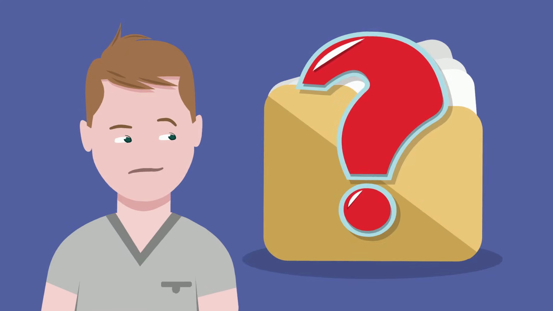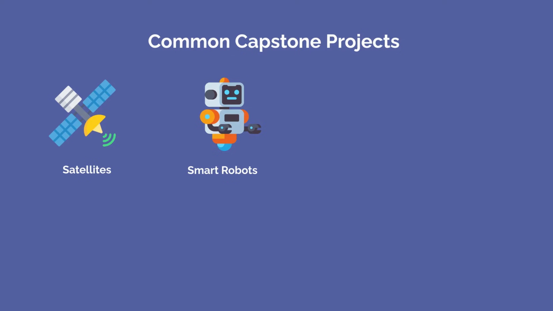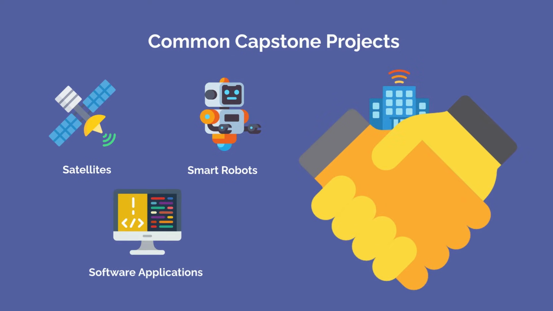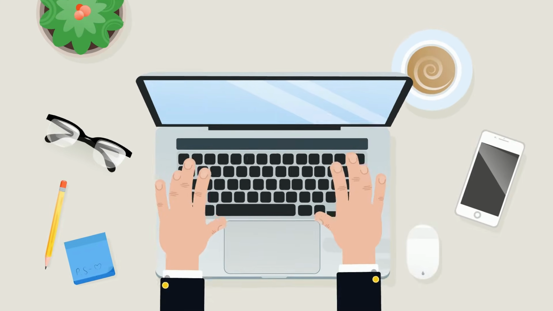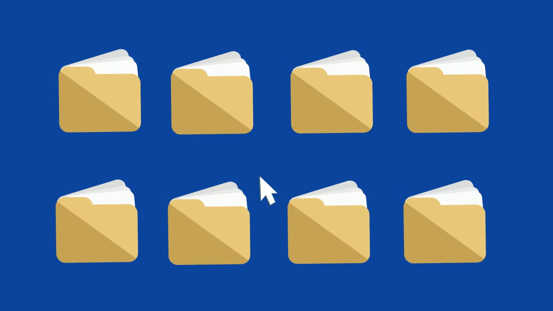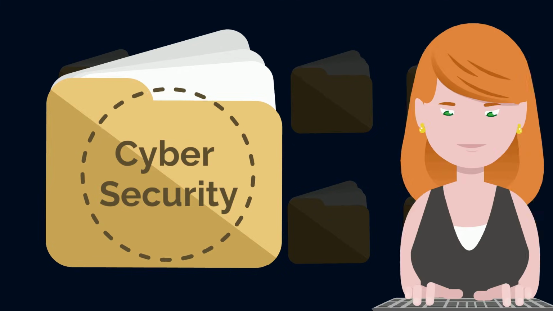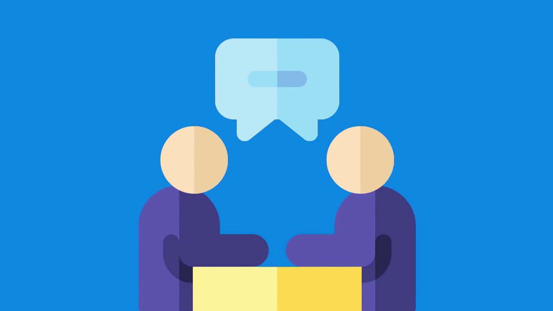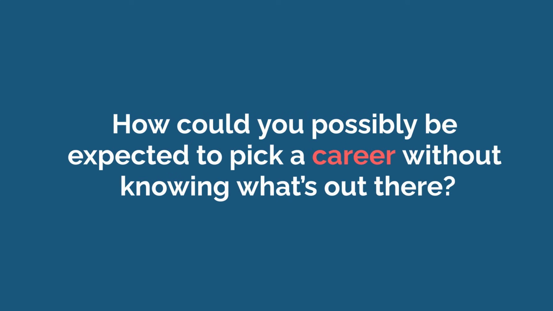If you're curious about some of the project possibilities, we've seen students working on satellites, building smart robots, and partnering with local companies to create software applications for them. Anything flies, as long as you're using the skills you've learned over the last 4 years and creating a marketable product. The only rule we'll give you is that you must pick a project that enhances the skills that you plan to use in your career. After all, this project is effectively the transition from university to your career and a huge talking point in all of your interviews. But how could you possibly be expected to pick a career without knowing what's out there?